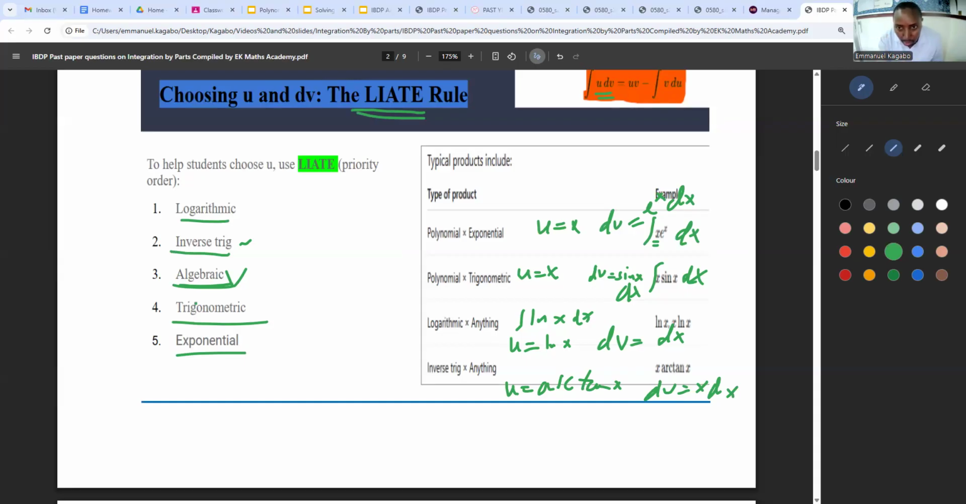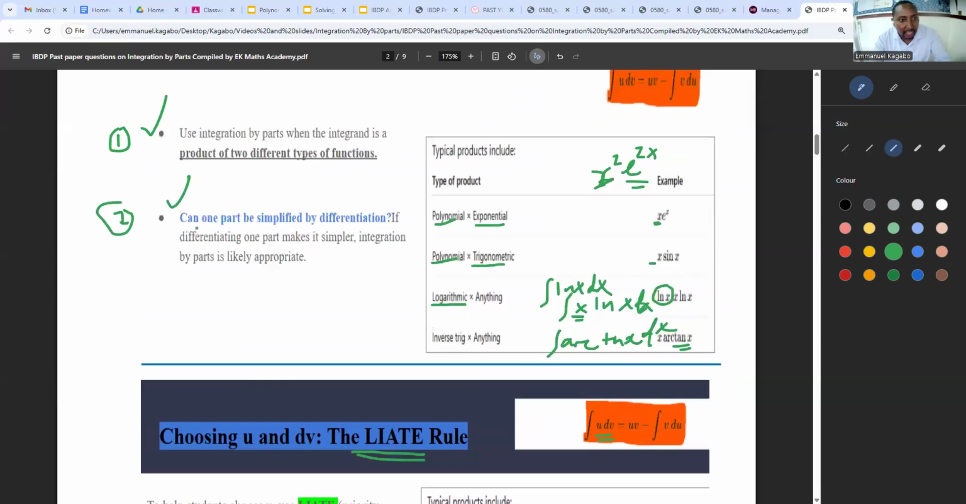All the time, make your u the one where, when you do the derivative, the power reduces. And the remaining one, when you integrate, should be easier to integrate. That's what I was talking about here, guys. Whenever you do the derivative of u, it reduces in terms of power. For instance, if I'm integrating x squared sin x, which one is going to be my u? My u is going to be x squared. What's going to be my dv? My dv is going to be sin x dx.